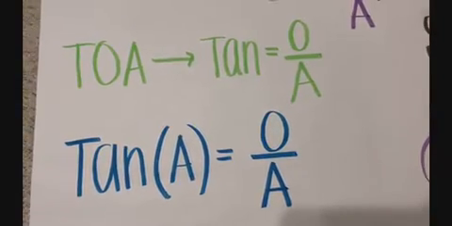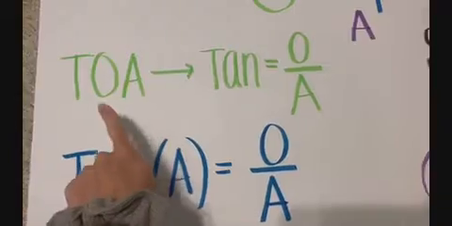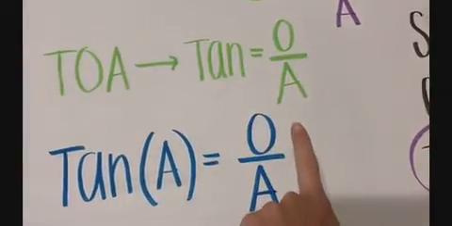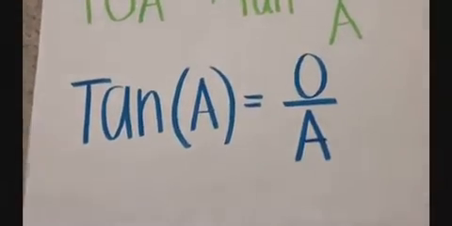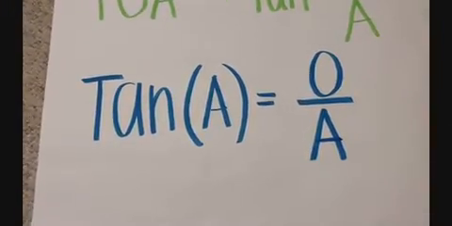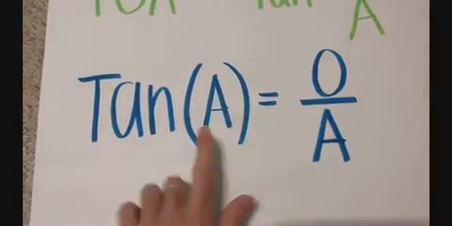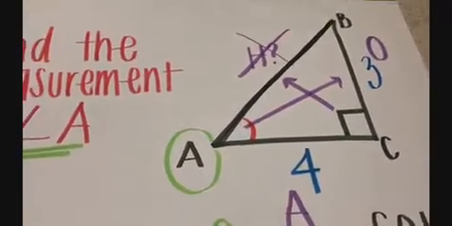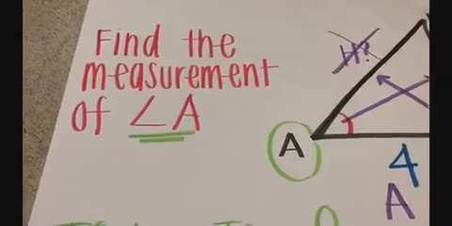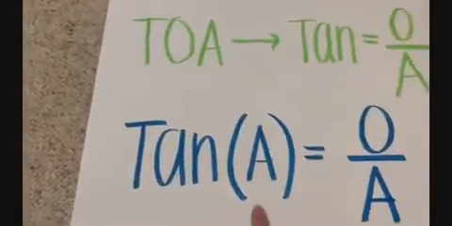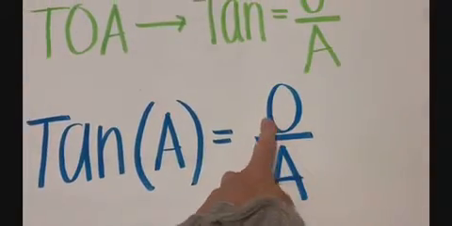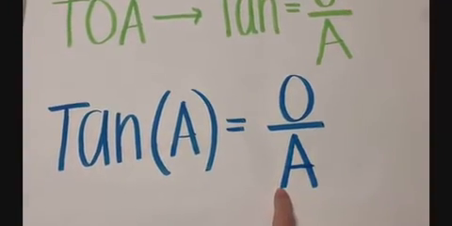We now know we have to use TOA. I want you to remember that TOA stands for tangent equals O divided by A. So when you're setting up this problem, this is what you need to envision. You have the tangent of the given angle, which if we go back to our triangle was A. That's what's stated in the original problem. So tangent A, the given angle, will equal the opposite side divided by the adjacent side.